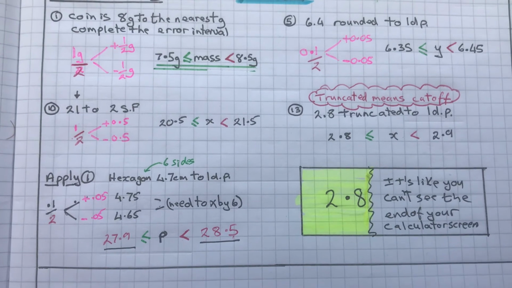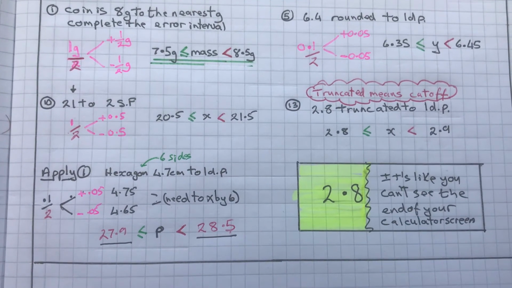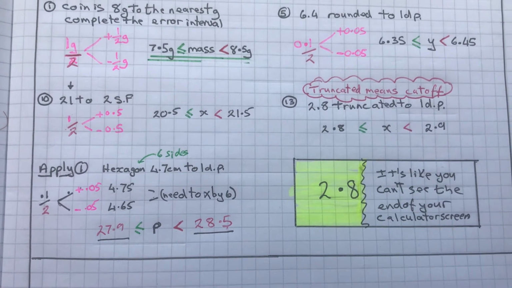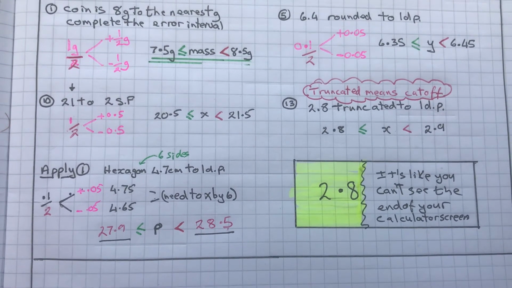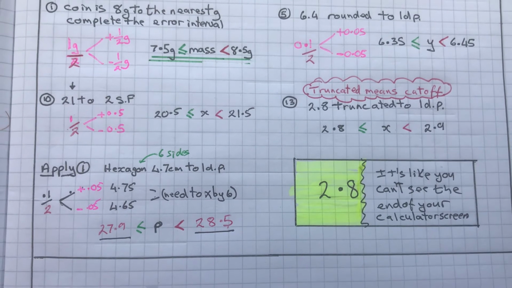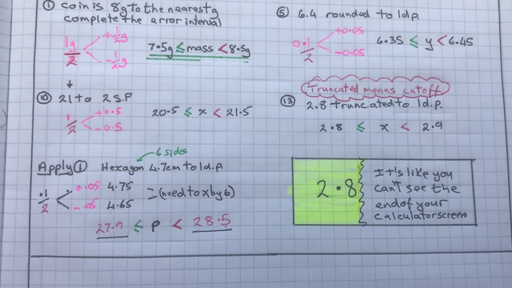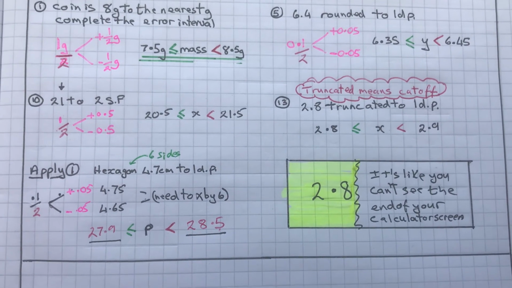Question 10, if I look at 21 rounded to 2 significant figures, the second significant figure is in the units column, so I'll take that 1, divide it by 2, add it on and take it away. So my error interval will be between 20.5 and 21.5.